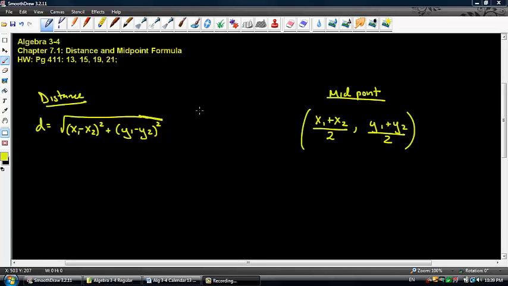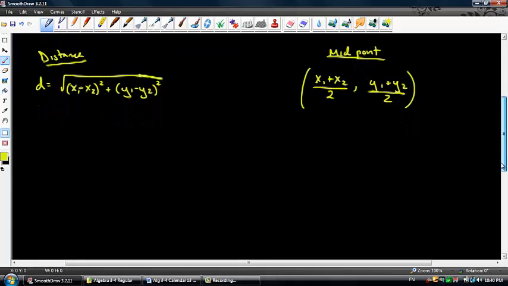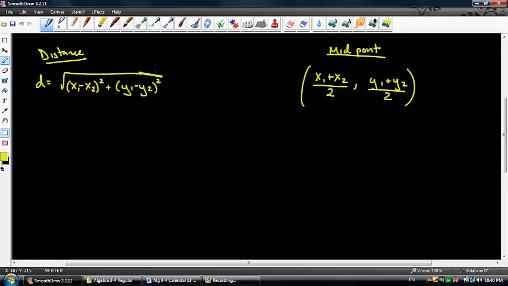Hey everybody, it is time for the Algebra 3-4 lesson on Chapter 7.1, which is Distance and Midpoint Formula. This is actually going to be a pretty short lesson. As you can see, your homework is only 4 problems. All you need to be able to do for this unit is find the distance between 2 points. And we're just going to do a couple of examples just to make sure you guys know what's happening.